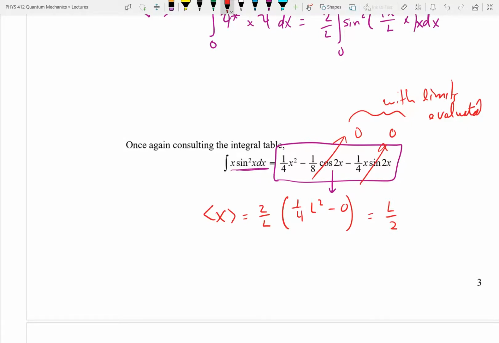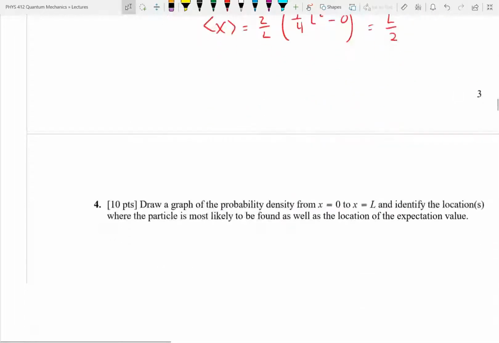Now, of course, in your solution, you have to write all the words that I said. Right? You can't just say, and then magic appears and these two go to 0. Okay, so that was easy.